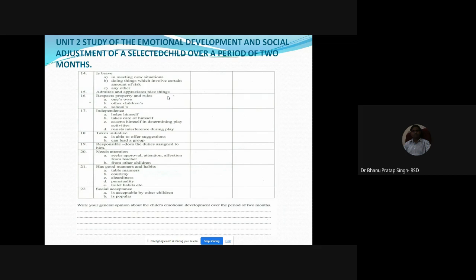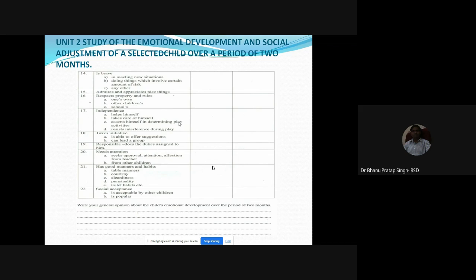Admires or appreciates nice things, respects properly the rules, and independence. Another is taking initiative: whether the child is able to take initiative or offer suggestions to do things, or can lead the group. Whether the child is responsible or not, meaning whether a duty is assigned to him or her. Needs attention means the child seeks approval, attention, affection from the teacher and from other children.